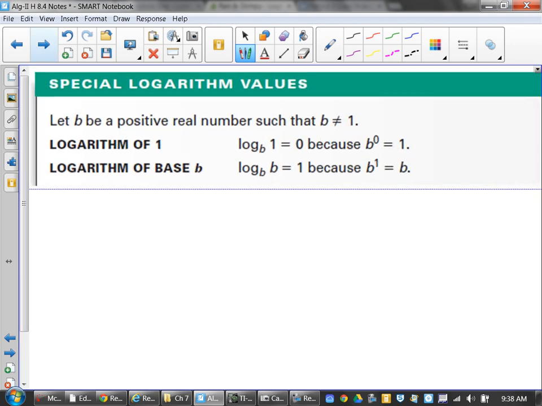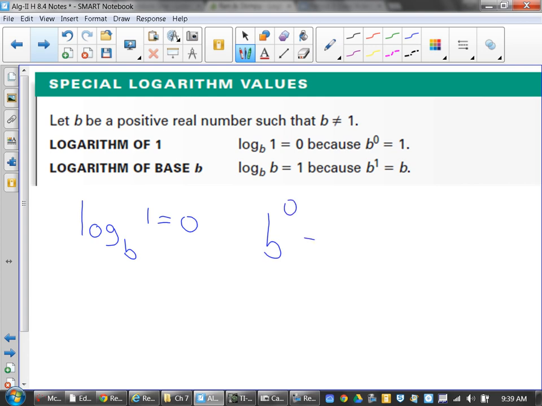There are some special values that work with this. Log of 1. Think about what this means. The log base B of 1 will equal 0 because B to the 0 is 1. Isn't anything to the 0 power 1? Yeah. That's how that works.